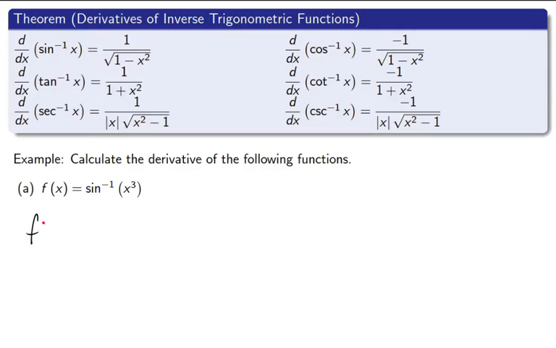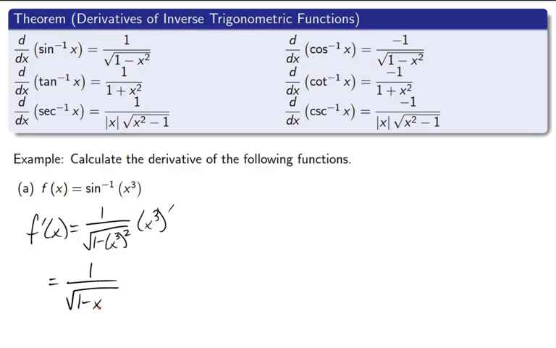Let's do an example. For this one, we've got the inverse sine of u. So I'm going to be very careful here. The derivative of inverse sine of x is 1 over the square root of 1 minus x squared. But I'm thinking like u squared, so I really just get x cubed squared. So in this formula where I have an x, I'm now using x cubed. But by the chain rule, I also have to multiply by the derivative of the inside. So I get 1 over the square root of 1 minus x to the 6th times 3x squared.